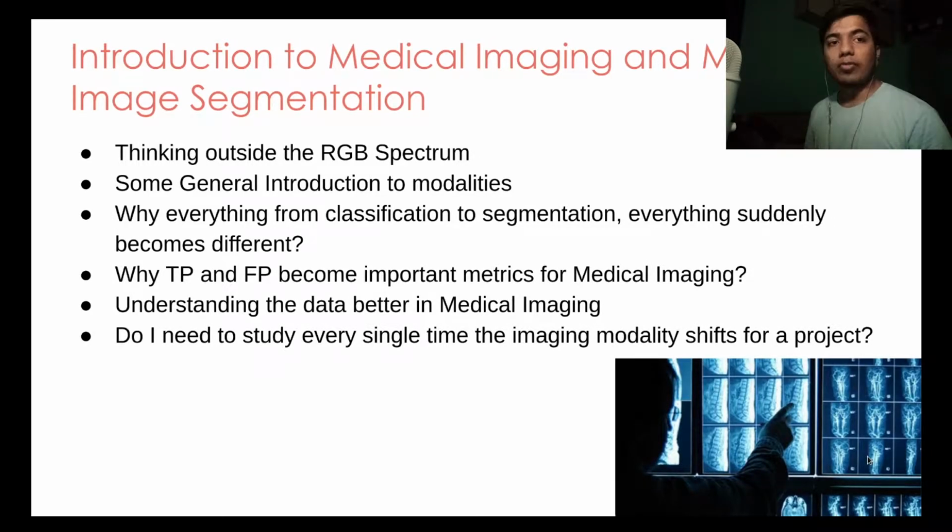The first topic that would be covered is thinking outside the RGB spectrum, followed by some introduction to the basic modalities that are used in medical imaging. Then we will follow it up with classification to segmentation and why suddenly everything is so weird and different. Then we would be talking about why the metrics change in medical imaging and we focus more on the true positives and the false positives.